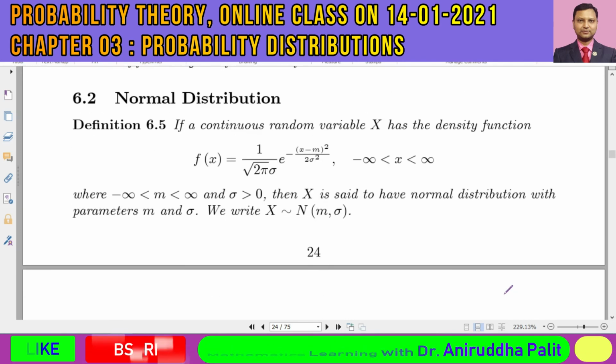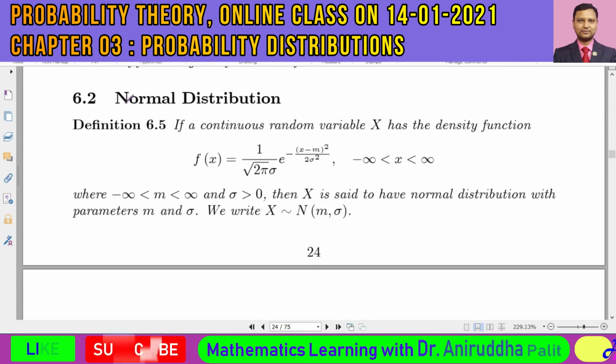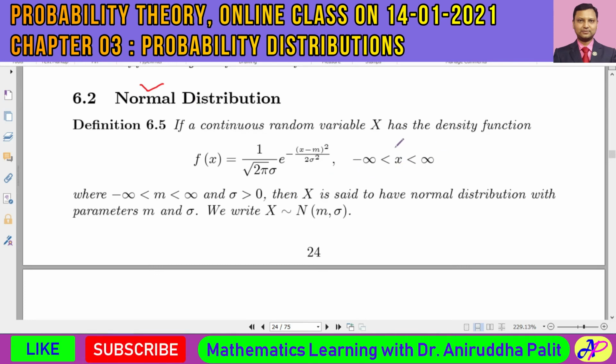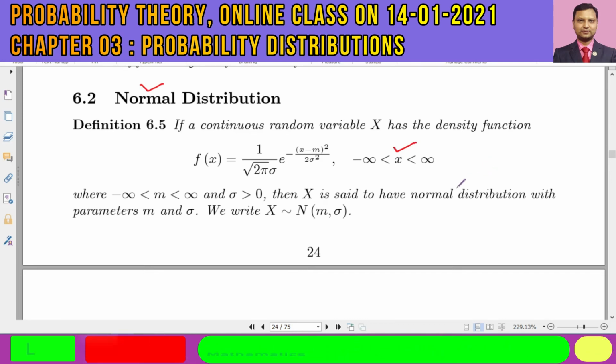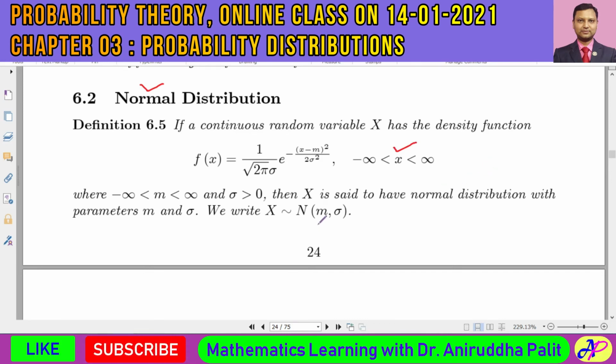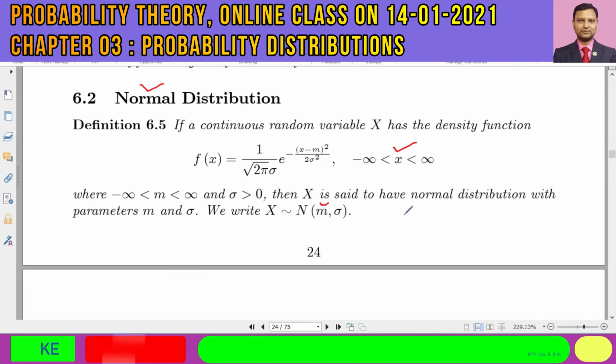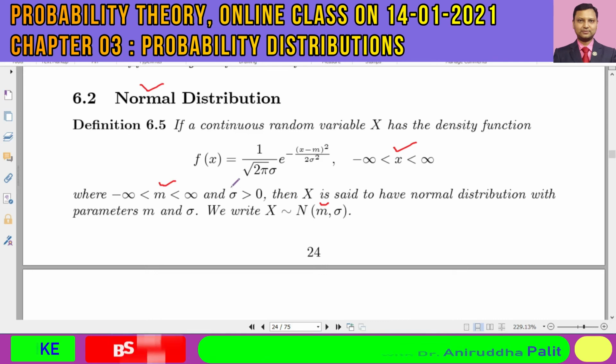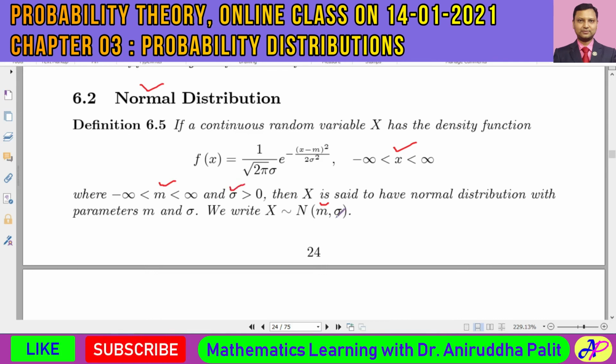Now, in the second example of continuous distribution, we consider one of the most important distributions throughout probability theory. That is called the normal distribution. Over here, the spectrum of the normal distribution varies from minus infinity to infinity, and it has two parameters. One is the parameter m, which is any real number between minus infinity and infinity, and another is the parameter sigma. Sigma is always greater than 0.